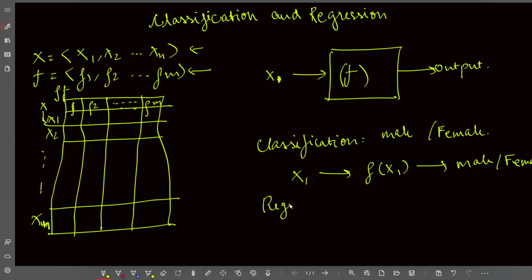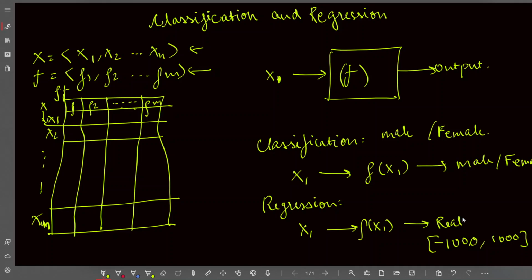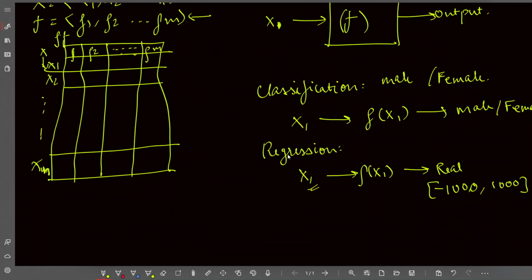So what is a regression task? In case you don't have to segment your data point into one of the classes, what if you want to find a real value for your data point? If I give a data point to f of x1 and I get a real value as output, this can be a real value in any range. It can be between minus 1000 and 1000, anything. That is what regression helps me do. For every data point that I input, it gives an output as a real value. So that's the difference between classification and regression.